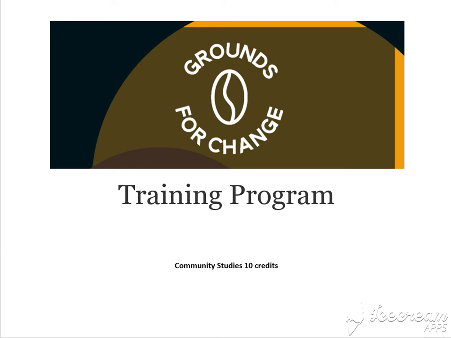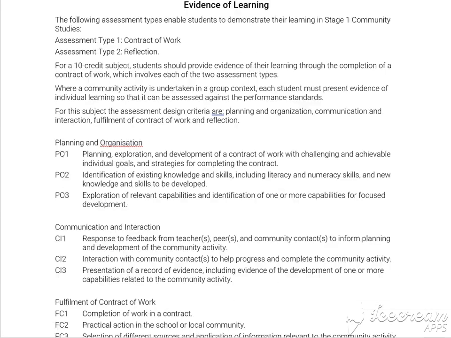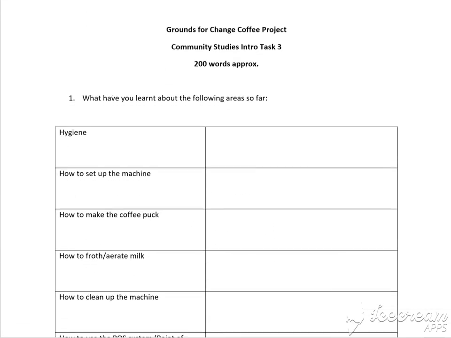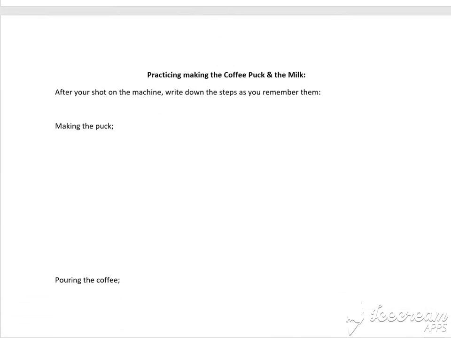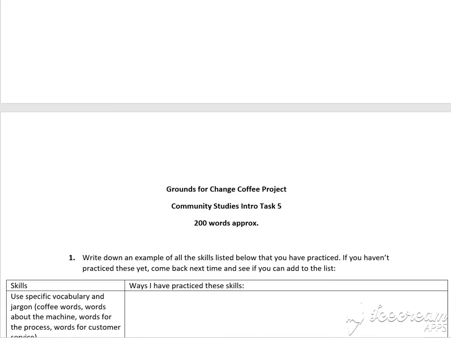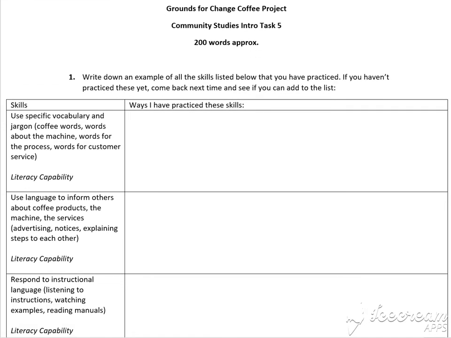So today we're going to look at a couple of tasks in our training program. So we're going to move all the way down to task 5. So in this task, we're being asked to think about the different ways that we've practiced some of these skills, and the idea is that you'll keep coming back to this as you spend more time on the coffee cart.